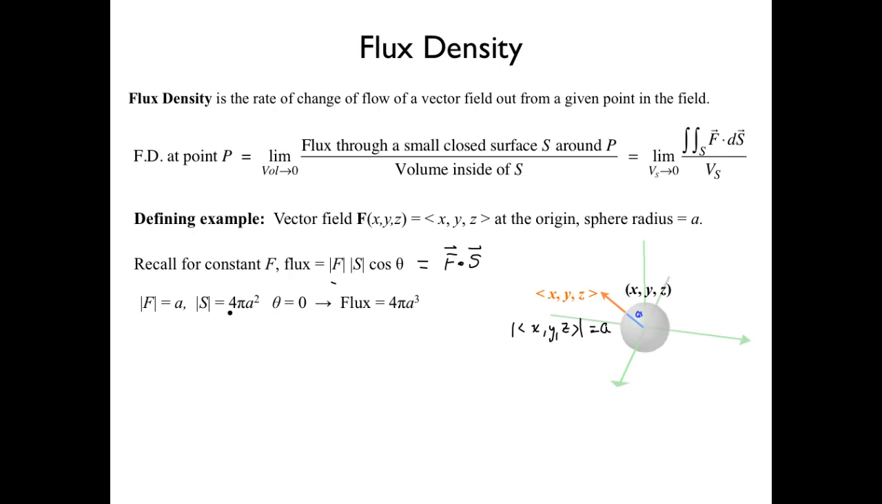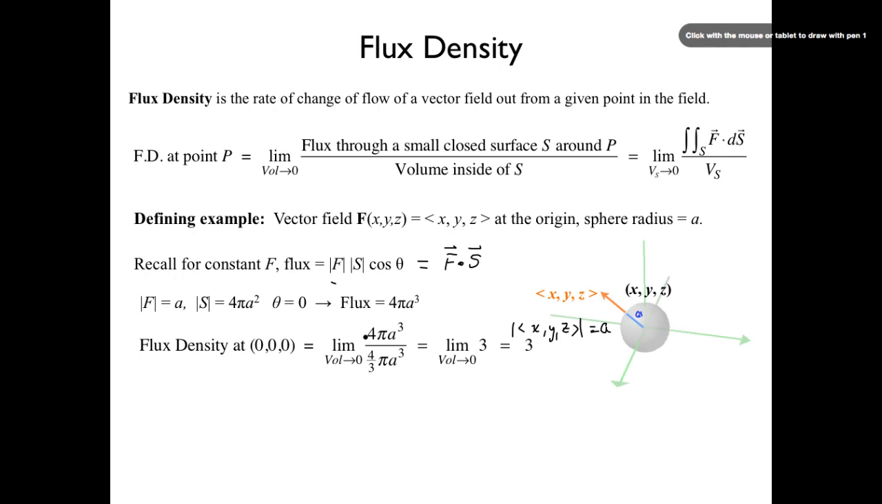So this whole surface area of the sphere is our S, and every vector has magnitude a. Is that good? So that's the flux. So what is the flux density then? The flux density would be that flux divided by the volume inside the sphere, letting that volume go to 0. So we're going to take the 4 pi a cubed divided by the volume of a sphere, 4/3 pi a cubed.